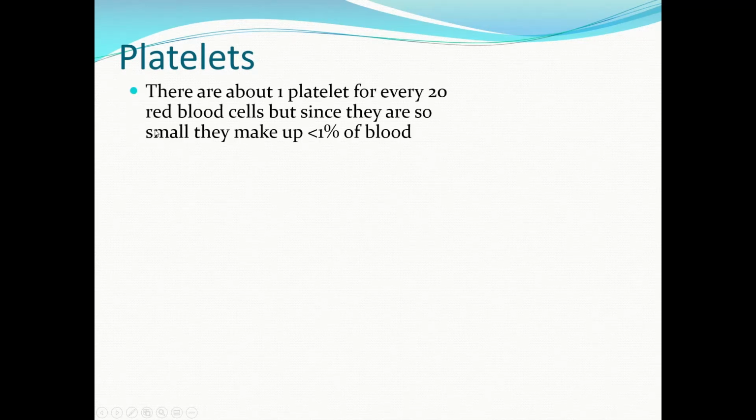So platelets are the other part of our blood. There are about 1 platelet for every 20 red blood cells, which means that there's quite a few platelets, but since they're so small, they make up less than 1% of our blood. Okay, so there's more platelets than white blood cells, but because they're so small, if we're talking about volume, they make up the least amount of volume.